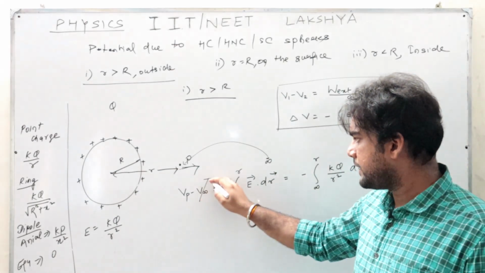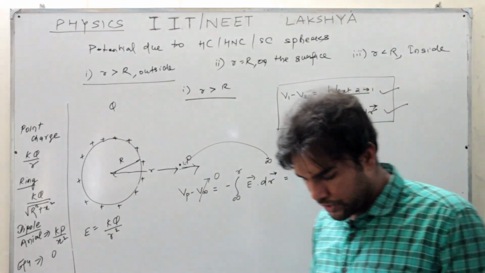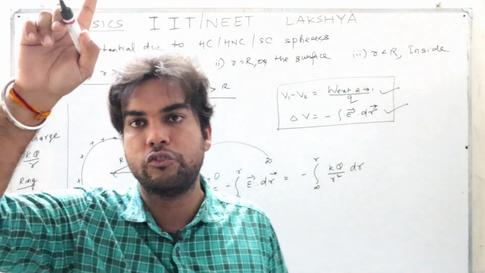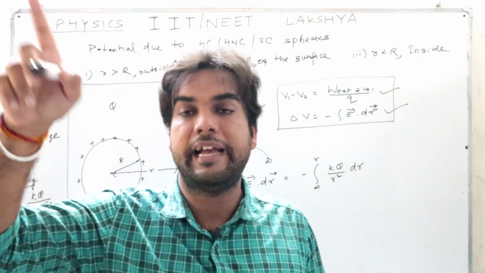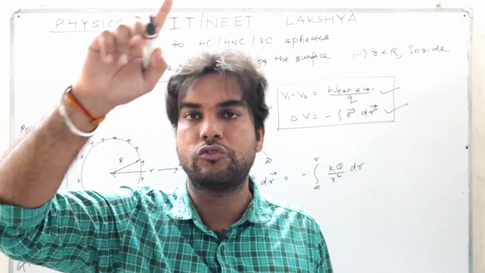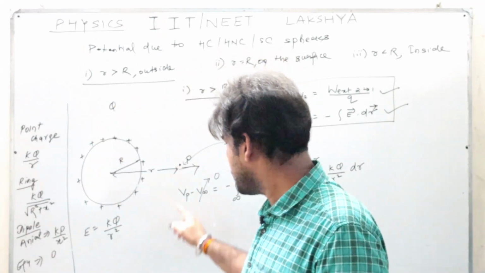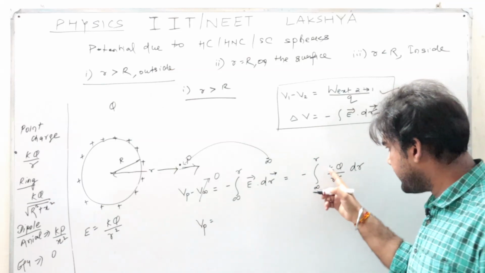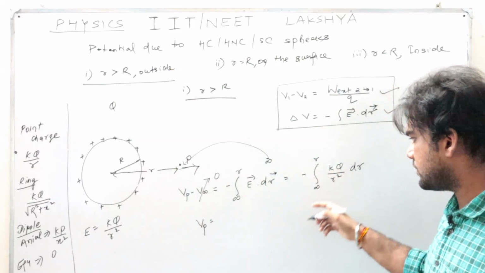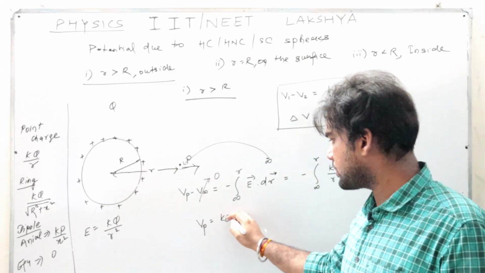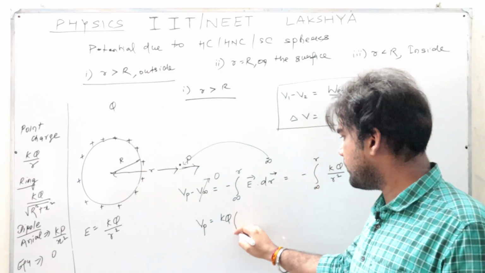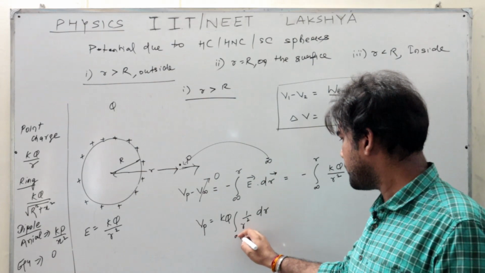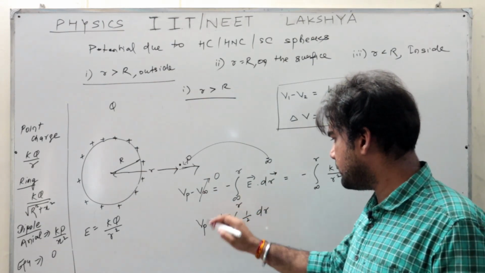Acha, what is V infinity? V infinity is 0. Why? Because this was the assumption we had taken, that potential at infinity is always assumed to be 0, and potential energy at infinity is also assumed to be 0. So I am writing Vp is equal to, from here K is constant, Q is constant, so I am taking KQ out. So we get the integral of 1 by R square dr from infinity to R, with a minus sign.